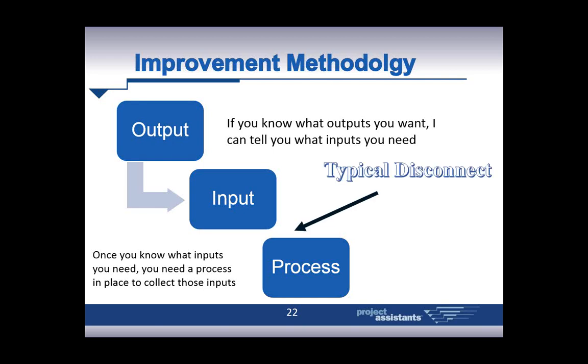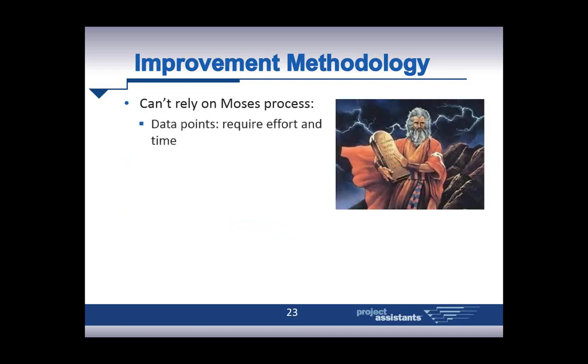So we would just want to talk about that disconnect. How do we get that disconnect cured between I need the input, and therefore I need the process in order to make the output meaningful. And we can't rely on the Moses model, right? I talk about the Moses model a lot. It's the PMO or the senior executive that hands down the stone tablets from the mountain that says, thou shalt enter demand or else. And it's a little bit more complicated than that, right? We like to say that a project implementation does not end at the implementation.